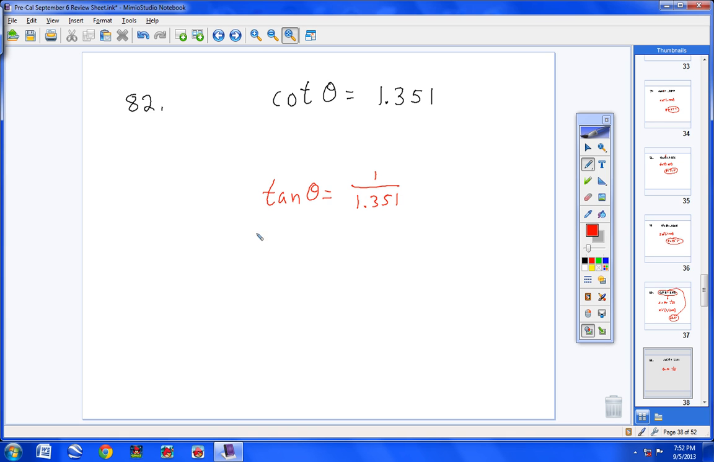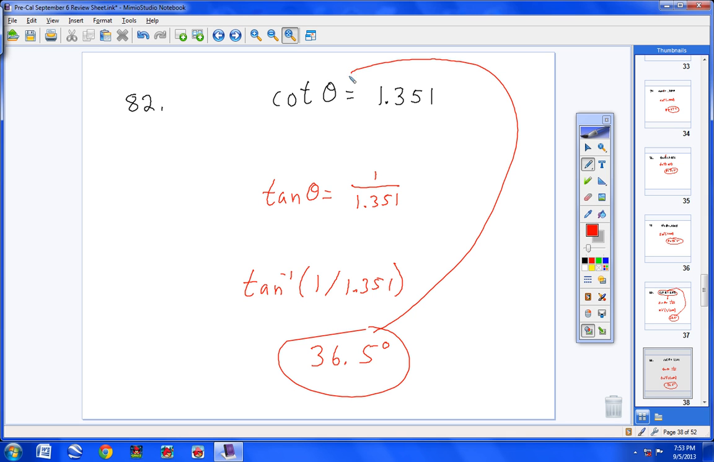So now go ahead and hit second tangent, and up pops on your screen tangent to the -1, because you are looking for an angle, and then you type in 1 divided by 1.351, and then go ahead and hit enter, and you should get the right answer, which is 36.5 degrees. So in other words, if you were to take the cotangent of 36.5, you will get 1.351. Okay, hope you're getting this.